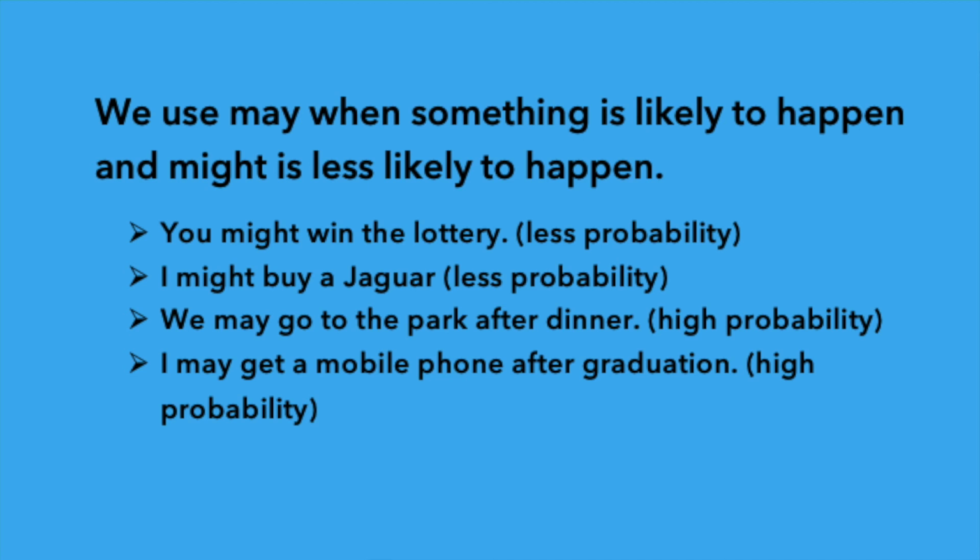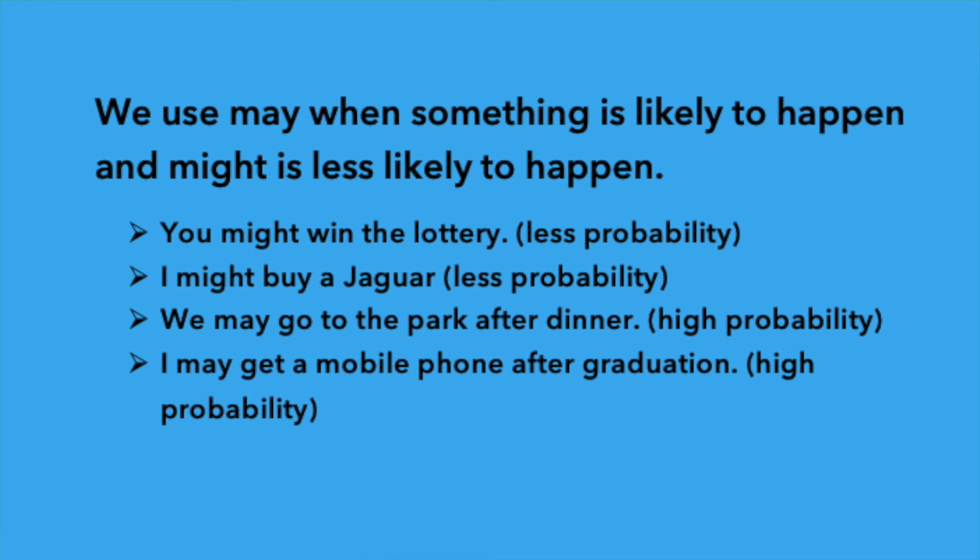When we use might, it is less likely to happen. For example, you might win the lottery. Less probability. I might buy a Jaguar. It is less likely to happen. It could happen, but it is not likely to happen. But if I use may, we may go to the park after dinner. It has a high likelihood of happening.